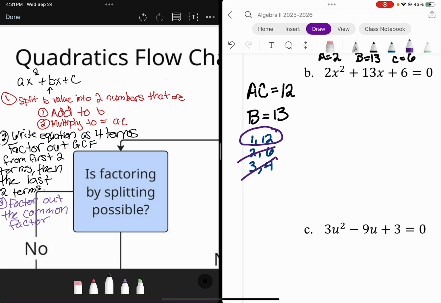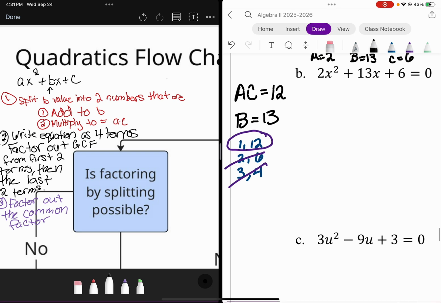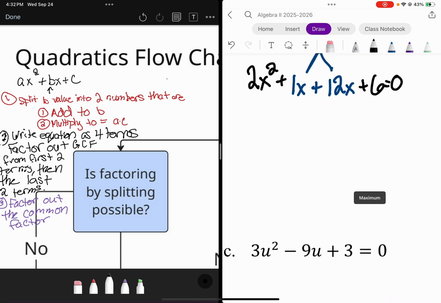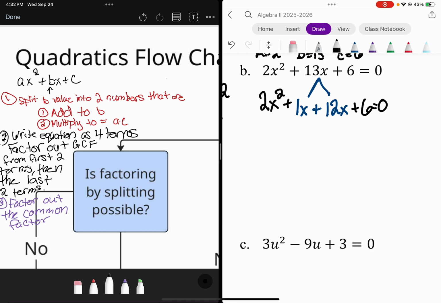Once we know that, we're going to write our equation as 4 terms and then factor out the greatest common factor from the first 2 terms, then the last 2 terms. So we're splitting this 13x into a 1x and a 12x. The rest of the equation stays the same. So we have a 2x squared and then a plus 6 equals 0. Now we're going to factor out the GCF from the first part and the second part.